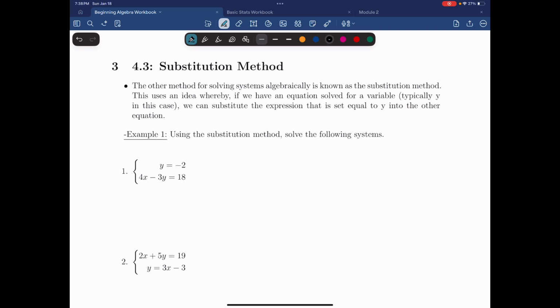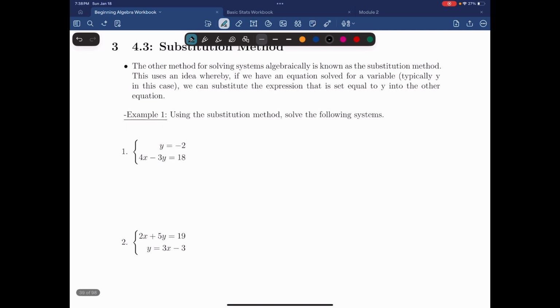So for example, number 1, or all the following examples, using the substitution method, solve the following systems. So for the first system, we're given y equals -2 and 4x minus 3y equals 18. Now to solve this system, using the substitution method, you take what y is, y equals -2, and you simply plug it in to this other equation. So we get 4x minus 3 times y. We're given here that y equals -2. So we're going to do minus 3 times -2 equals 18.